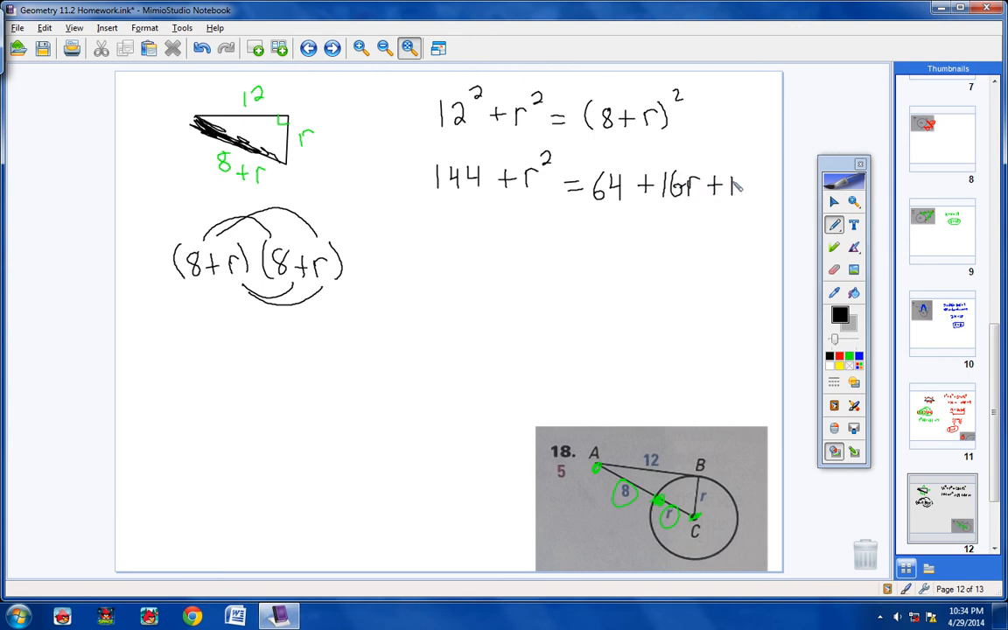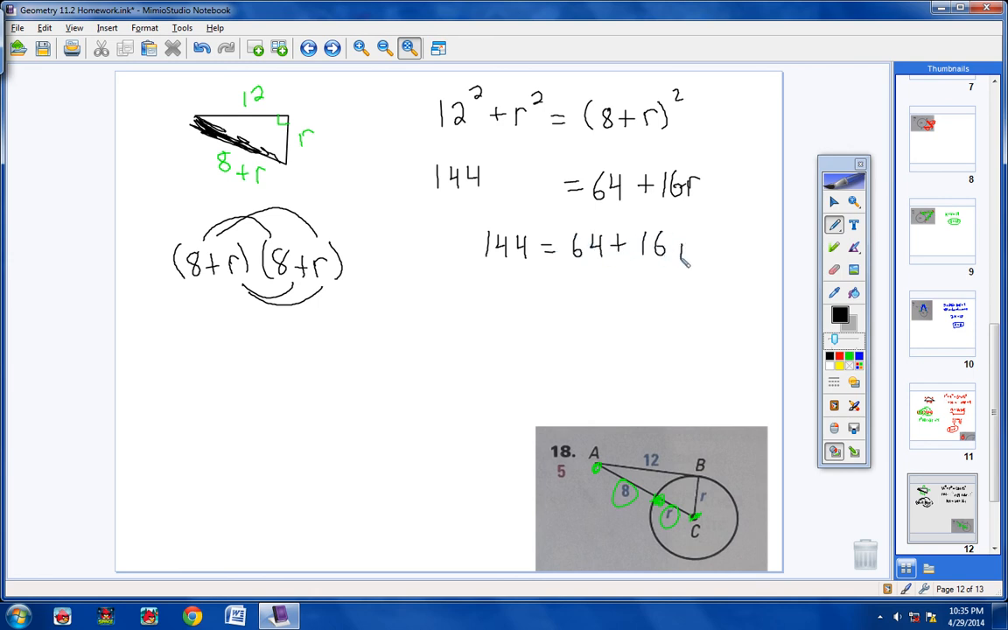plus r squared. Now remember, your r squareds will cancel. If you were to bring this r squared over, it'd be negative, or vice versa. It doesn't matter. So this r squared right here is going to be totally gone, and this r squared right here will be totally gone. So what you're left with now is 144 equals 64 plus 16r.